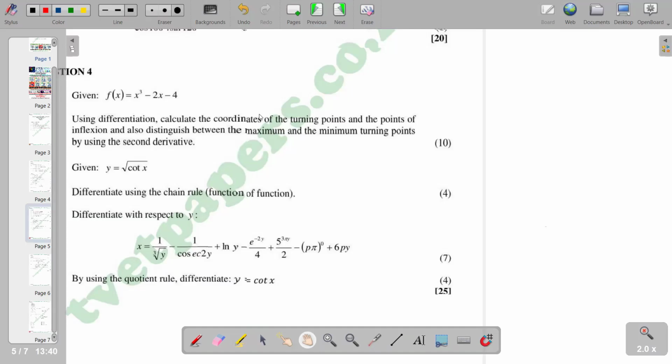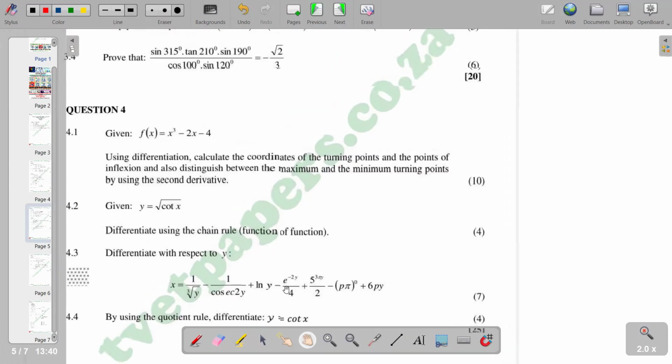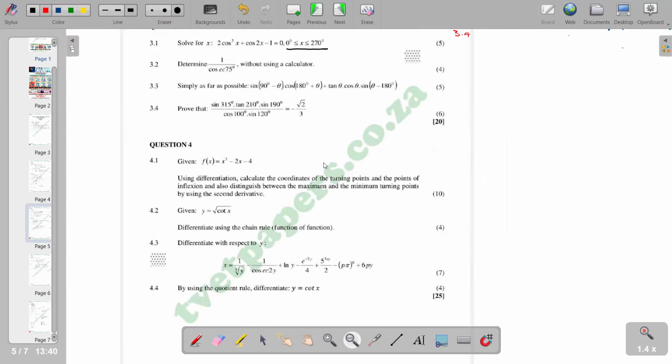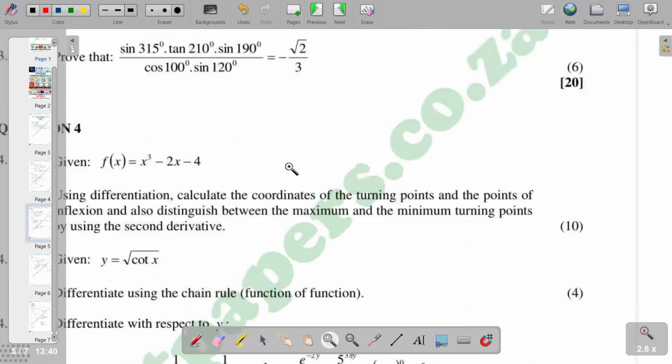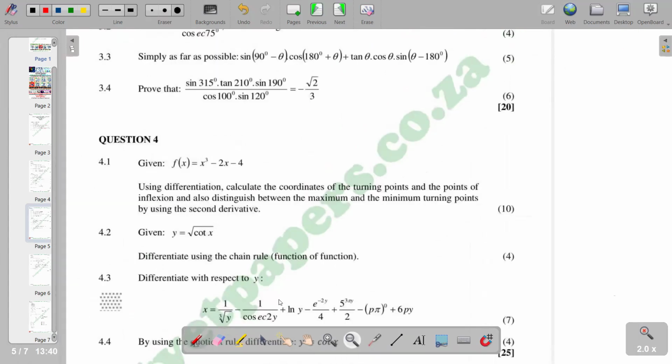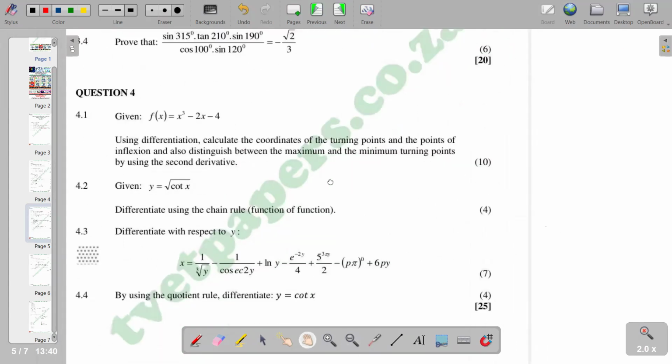Kindly take note that when we were simplifying question 3.4, the question did not specifically say without using a calculator. So when we were having the acute angles, it's possible that you can just simplify using your calculator. Then let's go to question number 4.